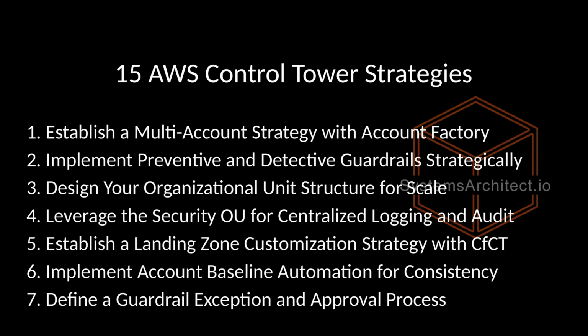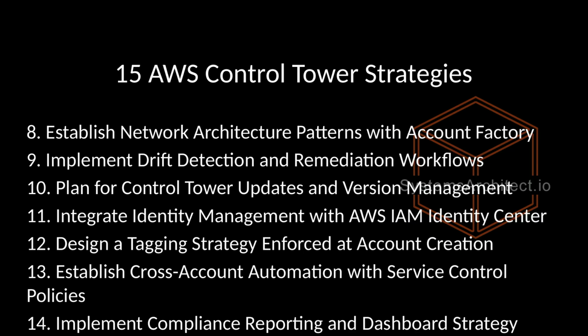1. Establish a multi-account strategy with Account Factory. 2. Implement preventative and detective guardrails strategically. 3. Design your organizational unit structure for scale. 4. Leverage the security OU for centralized logging and audit. 5. Establish a landing zone customization strategy with CFCT. 6. Implement account baseline automation for consistency. 7. Define a guardrail exception and approval process. 8. Establish network architecture patterns with Account Factory.